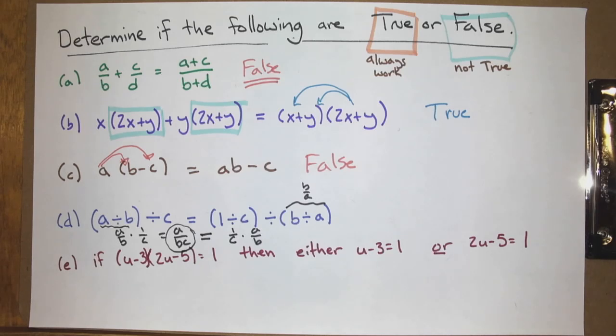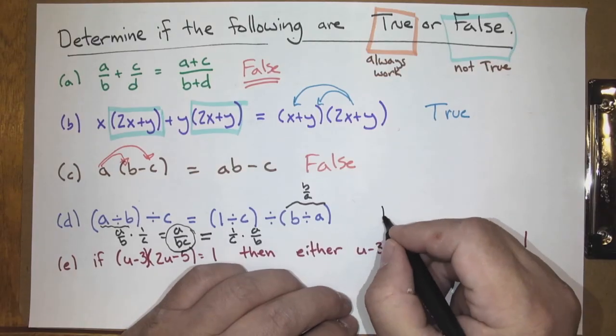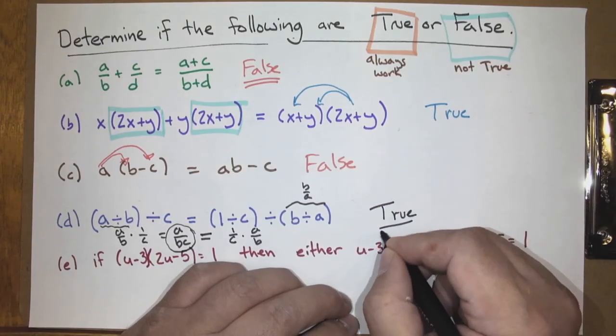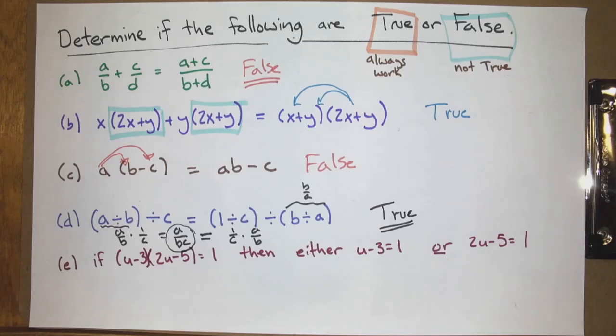Now, I should have probably thrown in assume that these are all non-zero, but we're amongst friends. So we know that. We would never divide by 0. Never, never. All right, last one. Okay, so here we have a product. U minus 3 times 2u minus 5, and we're told it equals 1. Then our conclusion is, well, either u minus 3 equals 1, or 2u minus 5 equals 1. True or false?